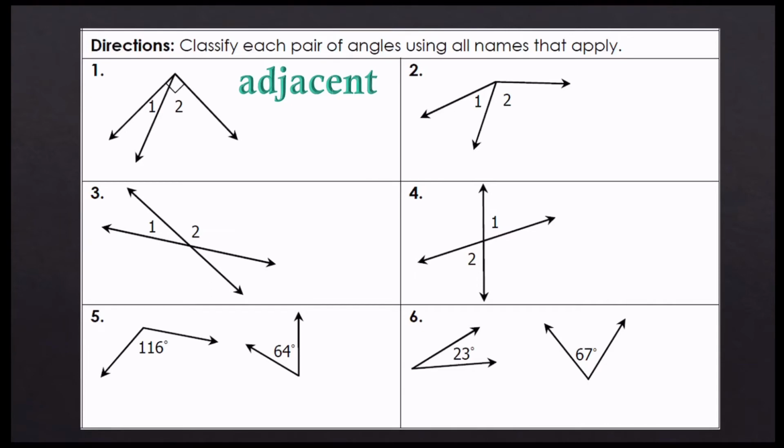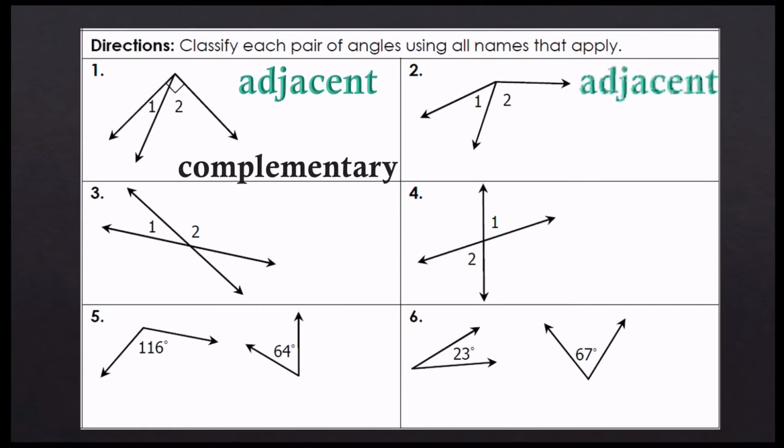How do I know if they're anything else? Do you see that little kind of square box? That means they're 90 degrees. So together, they are complementary. If I go look at number 2, all I know about this pair is that they're adjacent. They share a common side and vertex. So here's what I want you to do. I want you to pause and try these next 4 on your own.